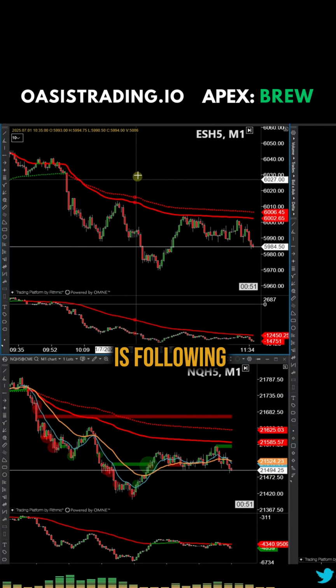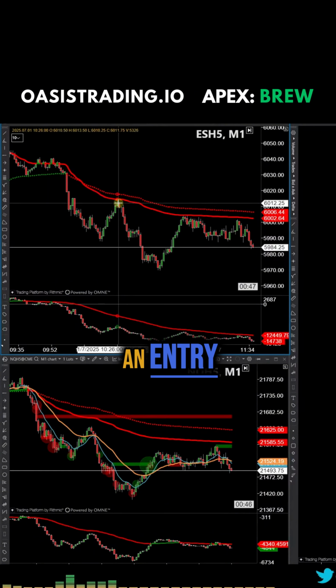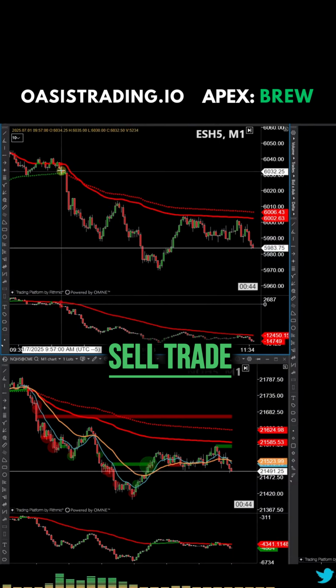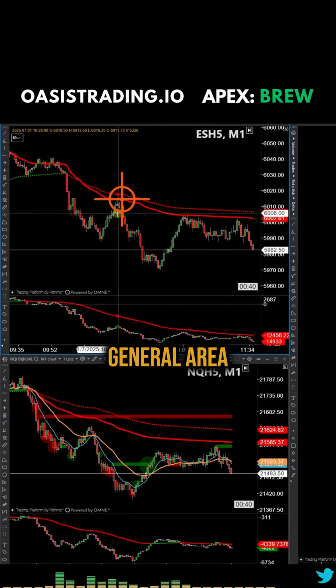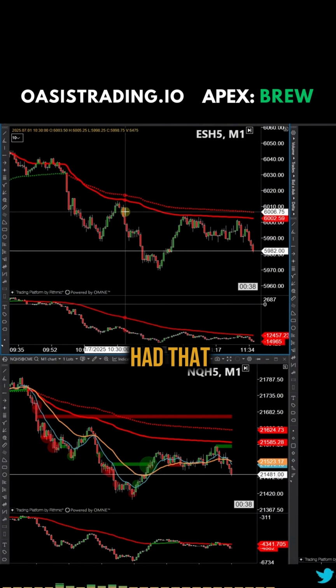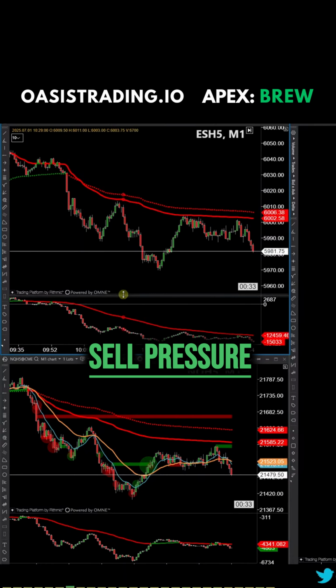So if the delta is following price on that bear flag, then you can take an entry. Typically, this is obviously going to be a sell trade because it's a bear flag. So the entry would have been somewhere in this general area right here where we had that sell pressure coming in. Delta was following that sell pressure.